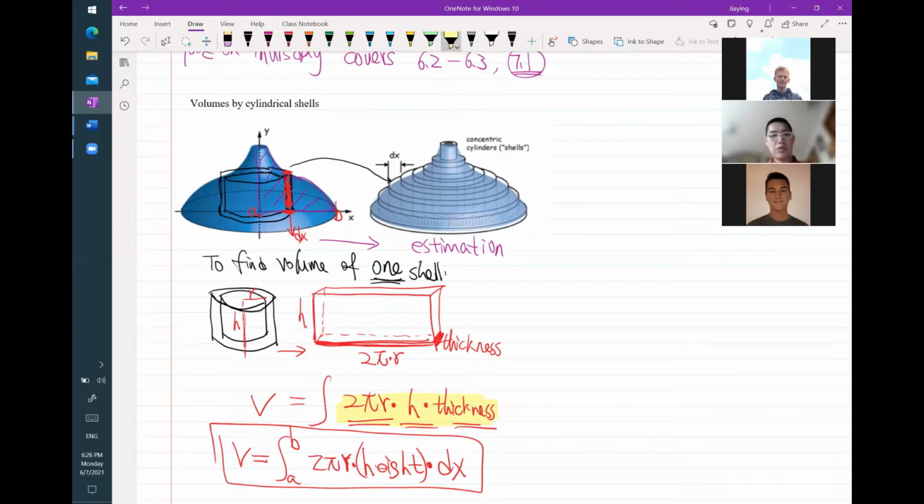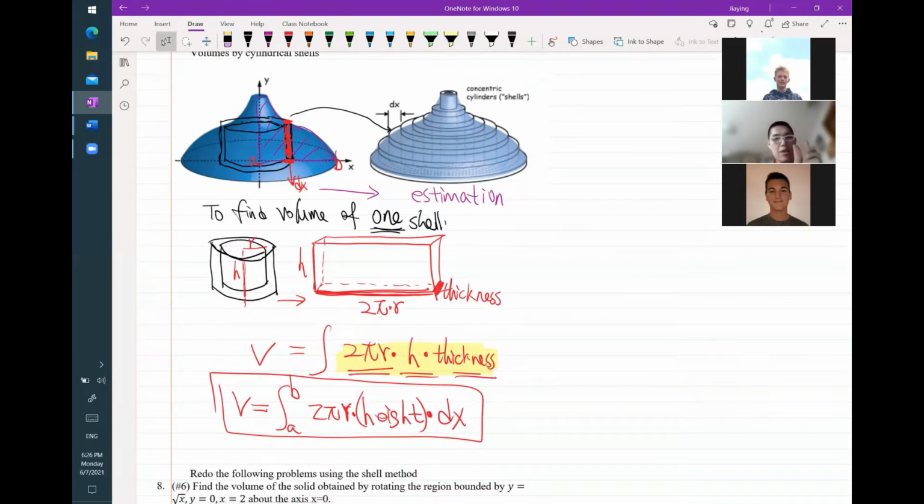Is the thickness equal to the radius? No, the thickness is just the thickness of the shell. In this case, it's this bottom part of that small rectangle. So that's just going to be either dx or dy. So that's what thickness is. It's always going to be one of those two, depending on the direction that you pick the rectangle to be. So that's the thickness.